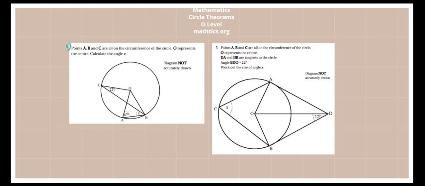It says points A, B and C are all on the circumference of the circle. O represents the center. Calculate the angle x. You can see this angle x is right here, which is not the complete angle, but just this much portion. So let's see how we can figure it out.